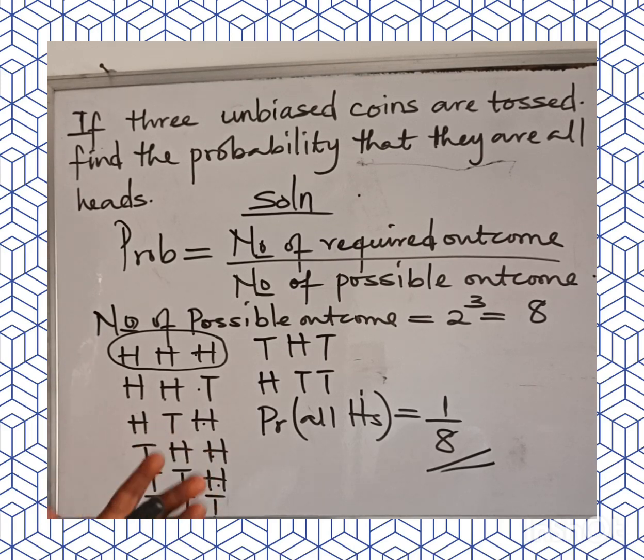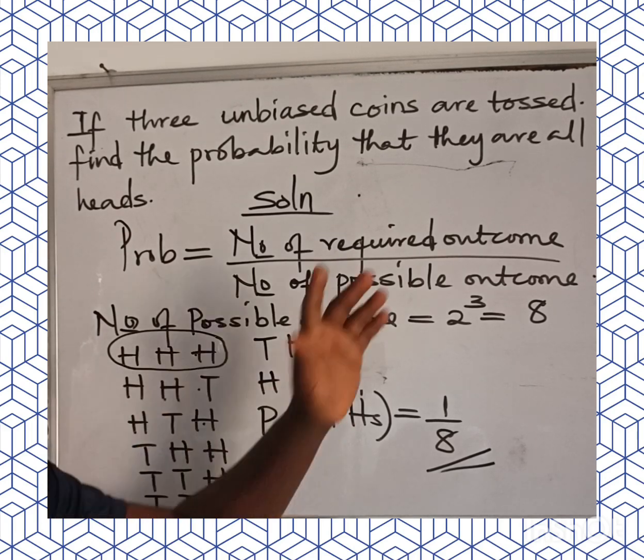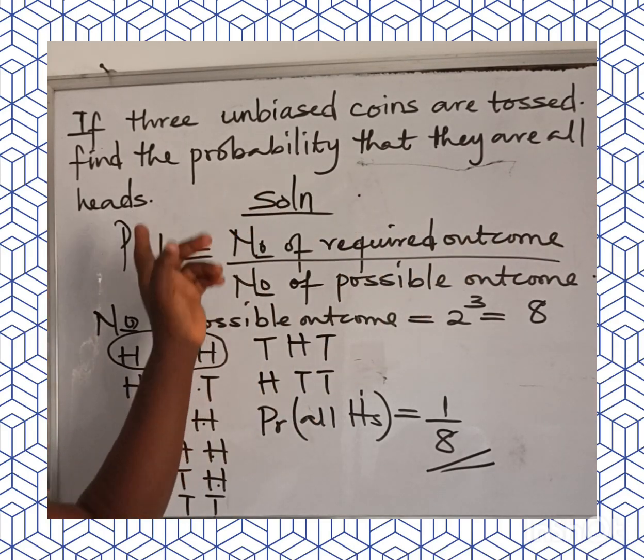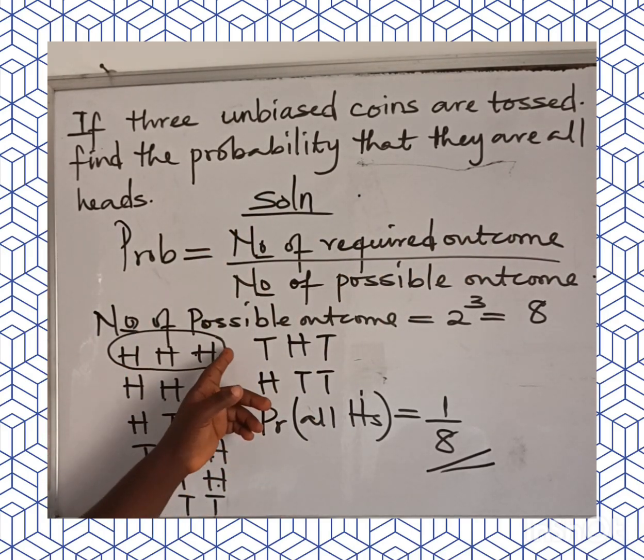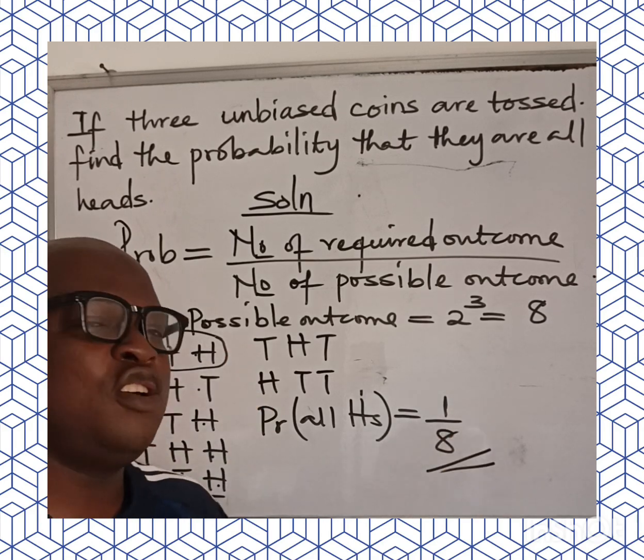But the question is, find the probability that they are all heads. That means we need where all 3 of them are heads, and that appears just once. So our answer now will be 1 all over 8.